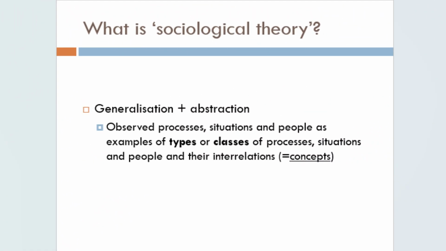Generalization and abstraction. Theory involves abstraction. We take specific cases, situations, observations, and treat them as examples of something more general. We develop concepts that allow us to see patterns rather than isolated events. This is powerful, but it also comes with risks. Abstraction always leaves something out.